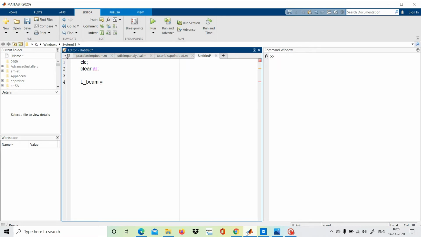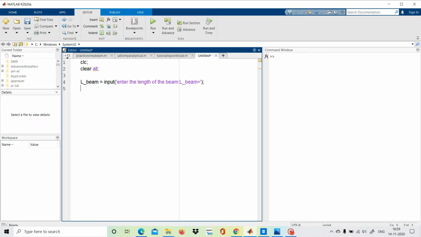So we will write the command input, 'Enter the length of the beam, that is L beam is equals to'. It will ask in this manner. So this would be the first command.